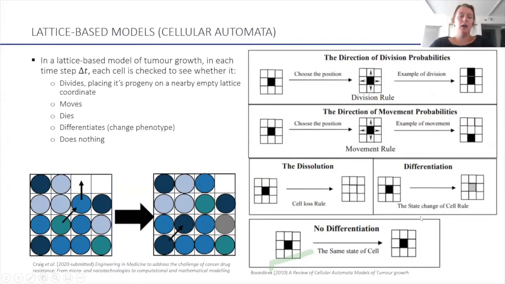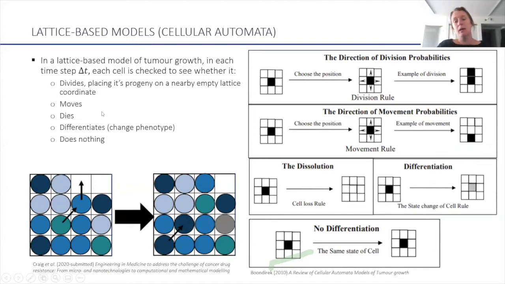Here's an example of how cells might move in a lattice-based model. In each time step, a cell is going to be checked for a few things. The first thing is whether it divides. It might undergo division and then place its daughter cell on a nearby free lattice point. It may also just move because it might be a motile cell, and again, you'd have some probability that the cell would transition to a different lattice point.